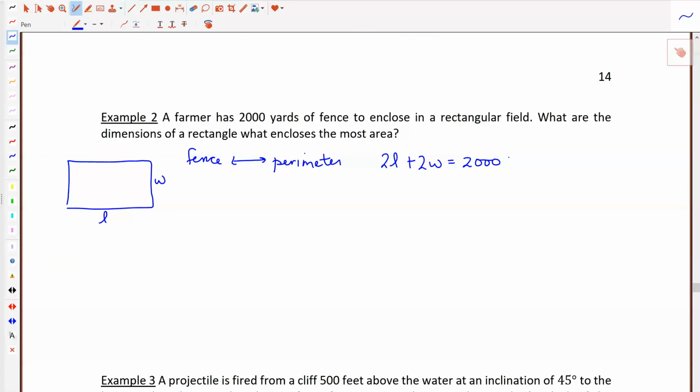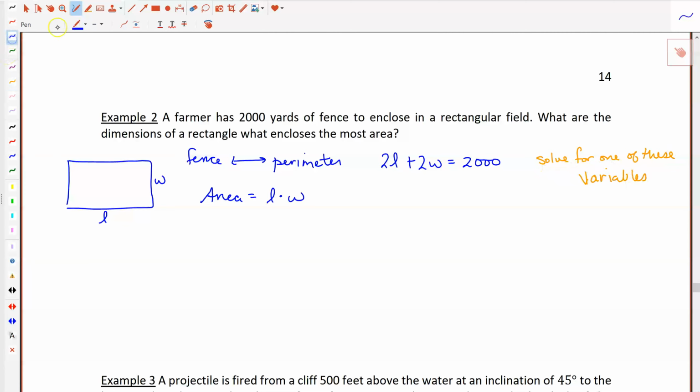The other thing that's going on in this question is it asks about enclosing the most area. So area of a rectangle would be length times width. All right, so I'm looking then to enclose the most area or maximize my area. So the first thing that we're going to do is we're going to write a function for area in terms of one of these two variables. Now it doesn't matter which one, but solve for one of these variables in your perimeter equation, either the length or the width, it doesn't matter.